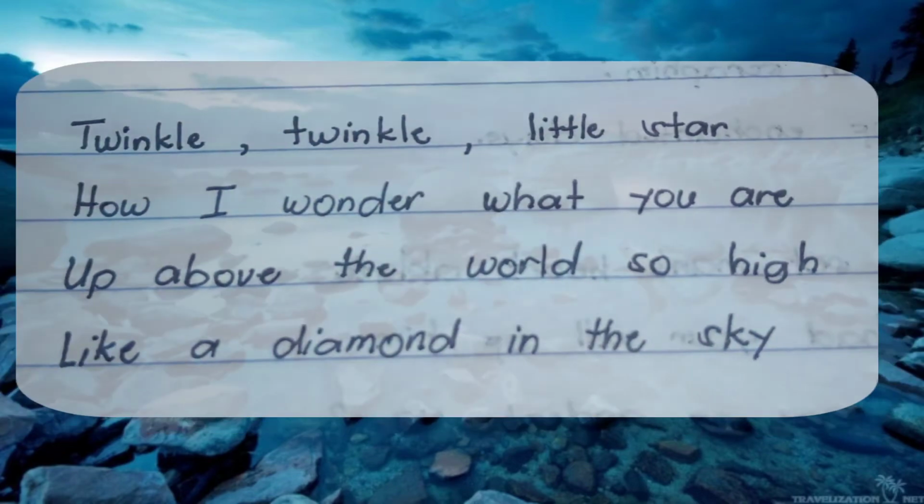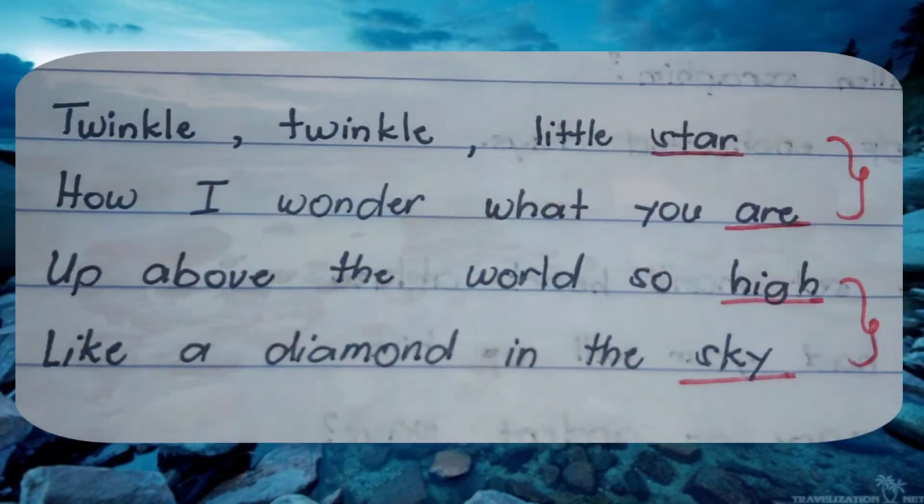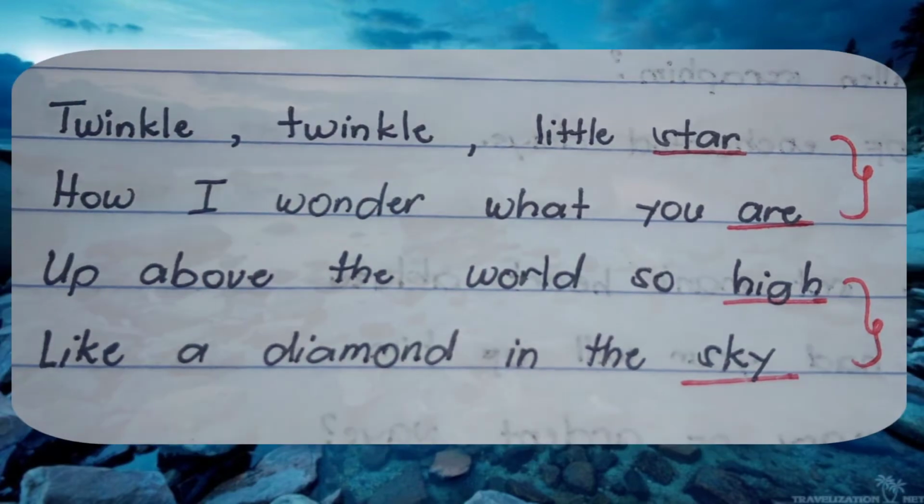Upon looking at a given example, try to look at the end of each line. There we have star, are, high, and sky. So the first and second lines have rhymes, and the third and fourth lines also rhyme. Therefore we can say that there are two rhymes here in the given example.